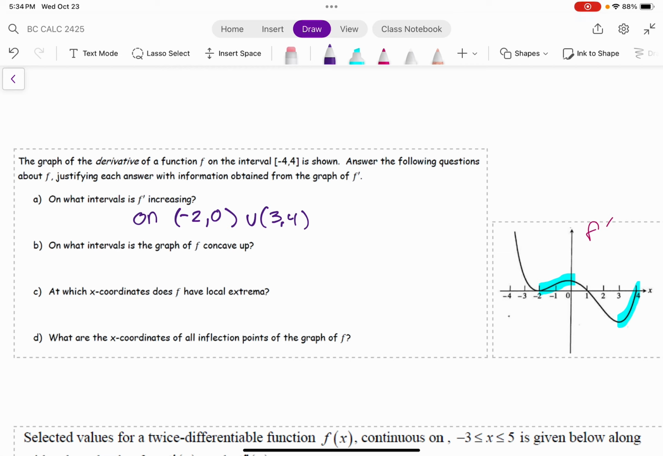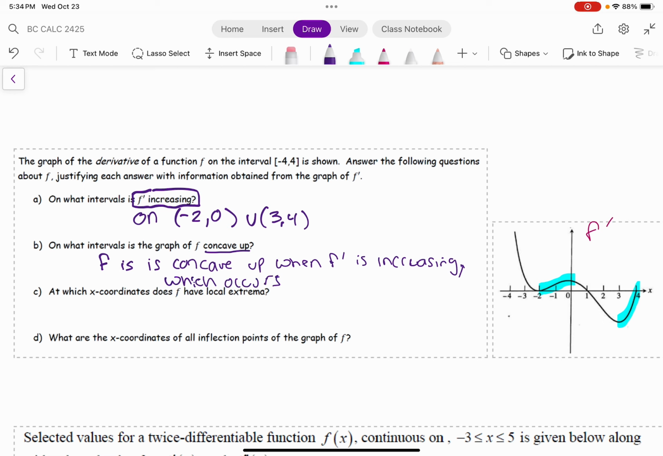On what intervals is the graph of f concave up? Well, the graph of f is concave up precisely when f prime is increasing. So this is kind of just leading you into the reasoning in part B. So you're going to say the same thing. F is concave up, right? I'm just going to write that first. F is concave up when f prime is increasing. Okay, which occurs on the interval we literally just looked at above, right?